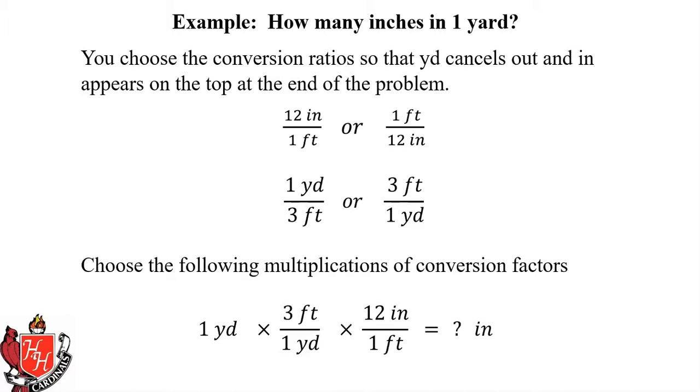Finally, the next one is you start from the other side. We're looking for inches. So we need to have inches in our numerator on the top of our final conversion ratio. And there's only one of those 4 ratios that has inches on the top. That's 12 inches for every 1 foot. So we put that in there. So our equation looks like this: 1 yard times 3 feet for every 1 yard times 12 inches for every foot equals some number of inches.